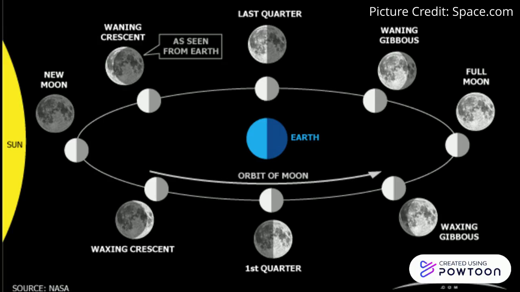Next, and the last one, is the waning crescent. The moon is nearly back to the point in its orbit where its day side directly faces the sun, and all that we see from our perspective is a thin curve.